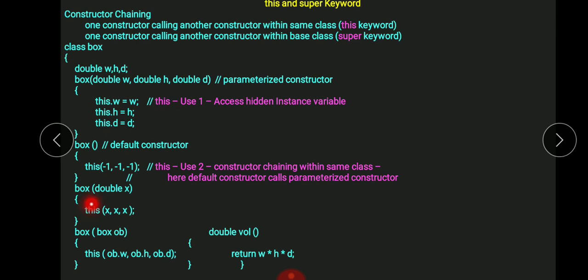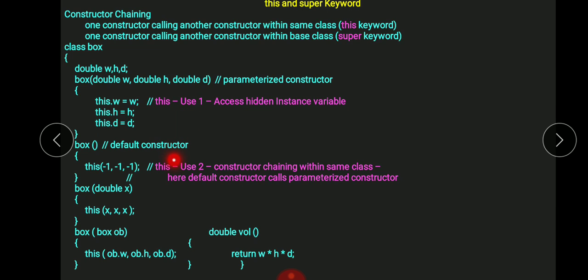We have one more constructor, a parameterized constructor, which is taking only one argument. In that case, again we are calling the same parameterized constructor, passing the same argument three times. What happens here is we don't want to rewrite the code every time. Instead, we have written the code for only one constructor, and for all the other constructors we make use of this keyword to invoke the same constructor.